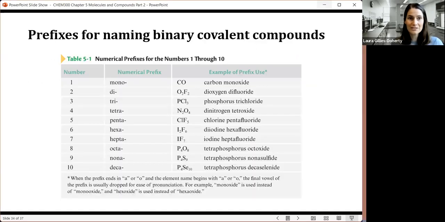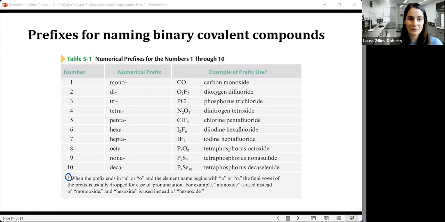So this is a prefix table for those Greek prefixes for binary covalent compounds. They're the same Greek prefixes that we used with hydrates earlier in chapter 5. Mono means 1, di means 2, tri means 3, tetra means 4, penta means 5, hexa means 6, hepta means 7, octa means 8, nona means 9, and deca means 10.